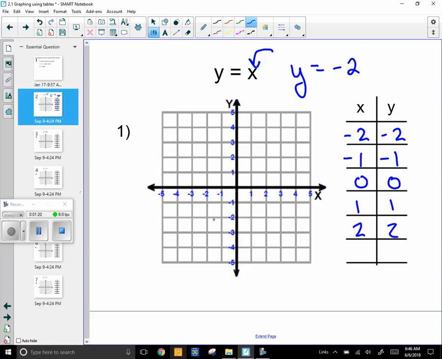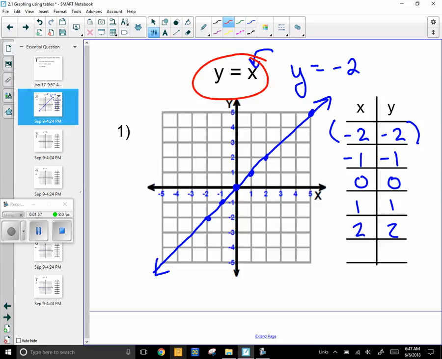When we go to plot these, we're just going to plot these as points: -2, -2, -1, -1, 0, 0, 1, 1, and 2, 2. No matter what value I plug in, I can keep going forever, 5, 5, 10, 10. It's always going to fall on this line. This straight line goes on forever and indicates all the values where y is equal to x. That's a basic one to get started. Sometimes we call this the parent function of all linear functions, where y equals x.